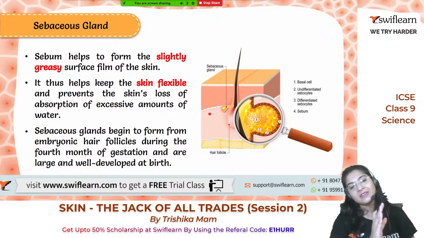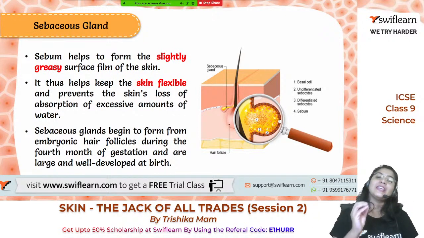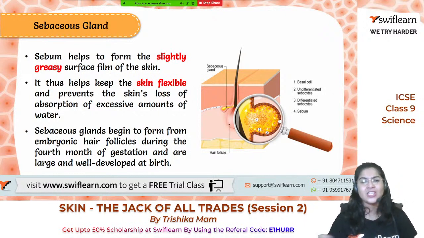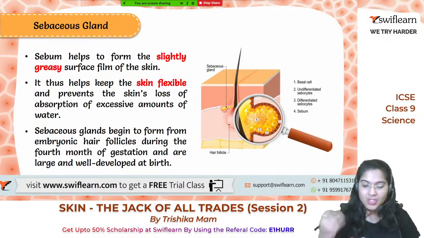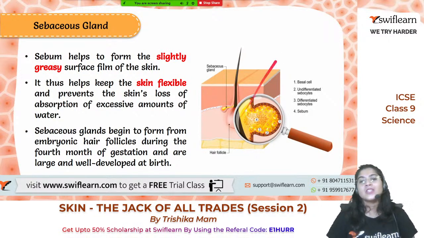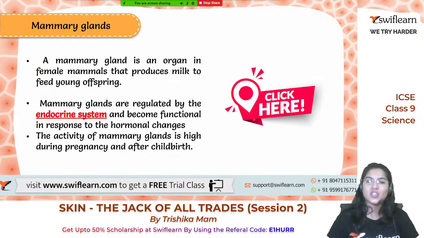It is present near the hair follicle, and in the case of babies, it can start from the 4th month of gestation, and they are totally well developed during birth. Okay, so this is all about the sebaceous gland.